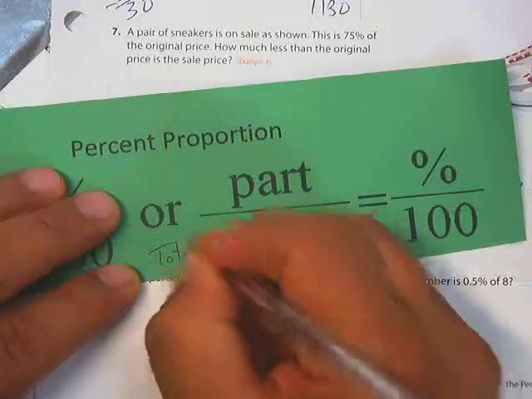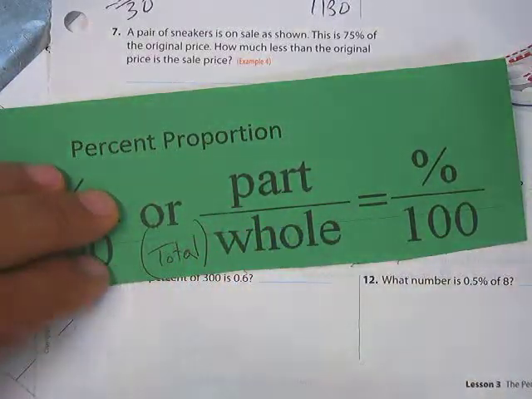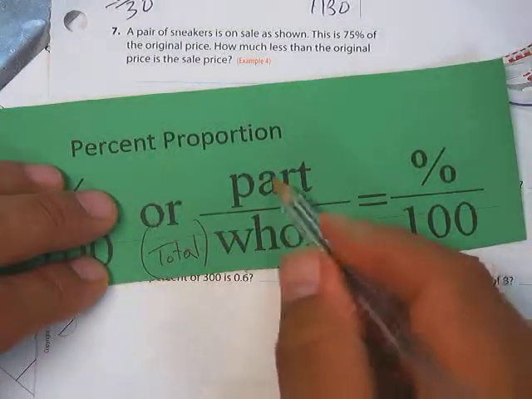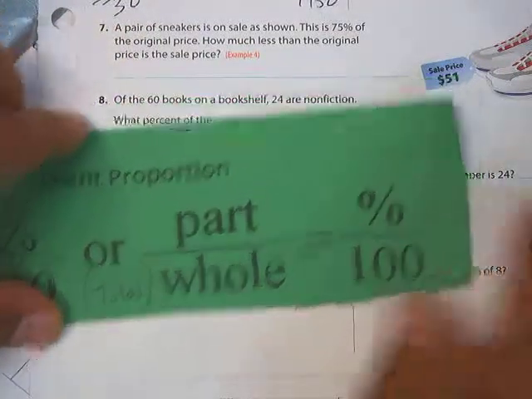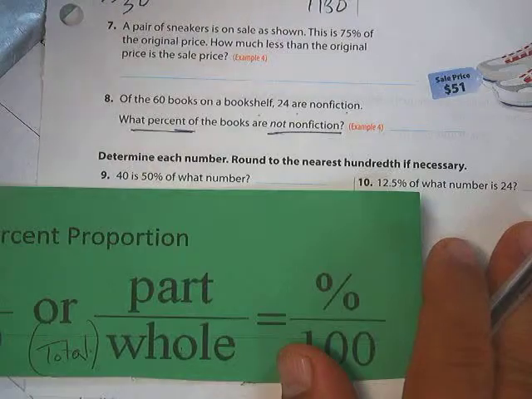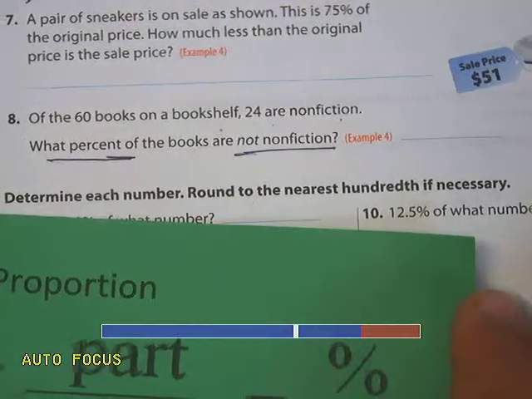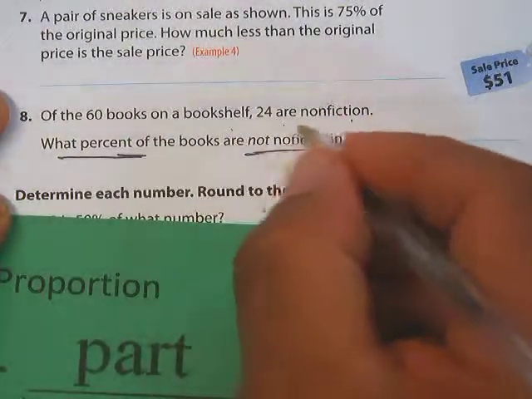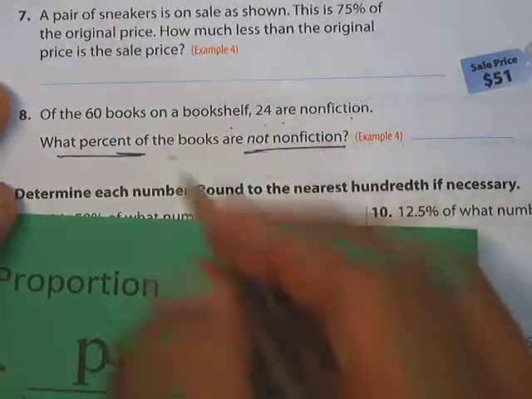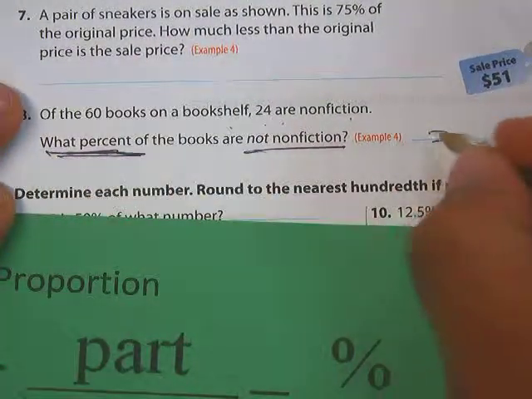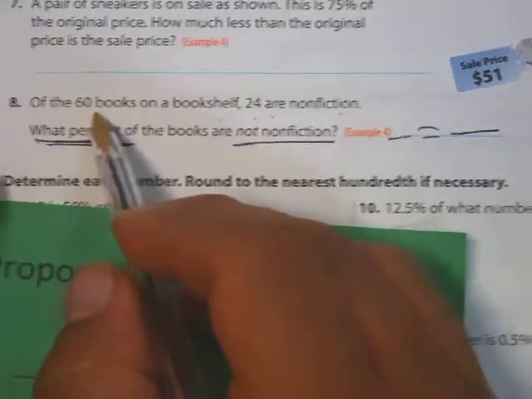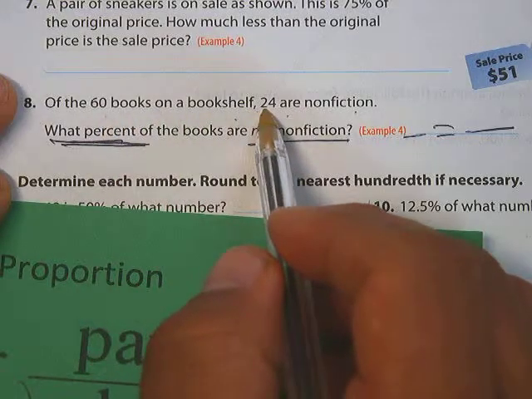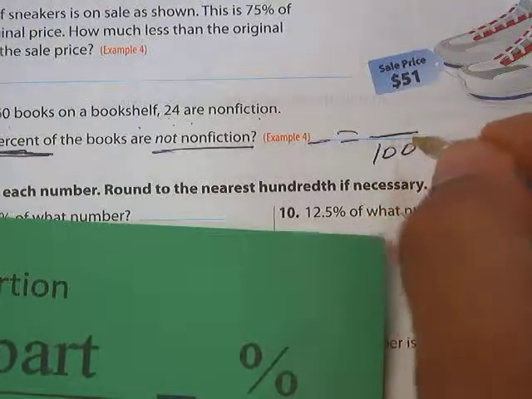We can have is over of, percent over 100, or part over whole, or we could have put here the word total. Or part to total, or part to whole. It's the same thing. Percent over 100. This doesn't change. And so I look there. Of the 60 books, 24 are nonfiction. The words what percent. So I'm going to put there x.